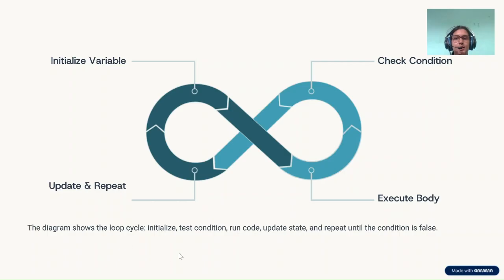And we have a diagram here that shows the loop cycle. The first step is to initialize a variable. Then Python checks the condition. If the condition is true, it executes the code inside the loop. After that, it updates the variable. Then it goes back and checks the condition again. This cycle continues until the condition becomes false. Once the condition is false, the loop ends. Pretty easy to understand, right?